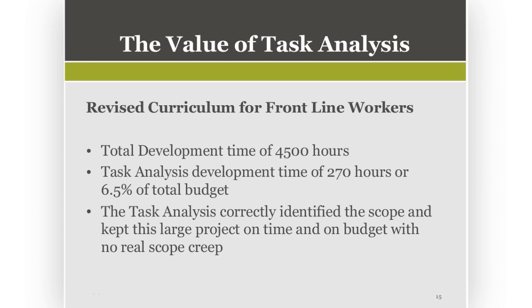Now, for those people who say I don't have time for task analysis, if you do it like we showed you, I don't think it should take too long. So what we did was we spent 270 hours out of the 4,500, and that's only 6.5% of our total budget. 6.5% investment to make sure that when people start doing the training for a task, they're doing the right thing. That's a good investment. In this particular project, the task analysis correctly identified the scope and kept the project on time and on budget. We had no scope creep. And you can imagine with a project that big, scope creep can be pretty expensive.